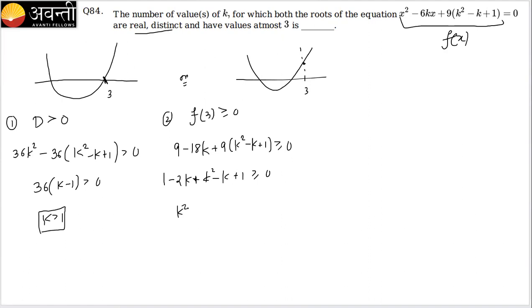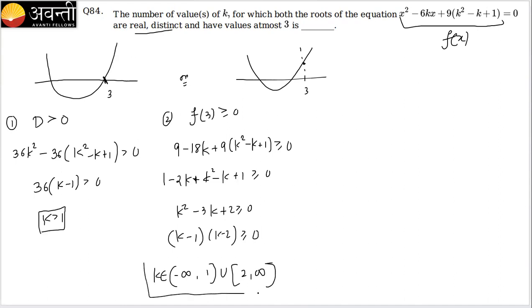So what did I get? k² − 3k + 2 greater than or equal to 0. Two ones are 2, so (k − 1)(k − 2) is greater than or equal to 0. What does that mean? k belongs to (−∞, 1] union [2, ∞). Right, this is my second answer.